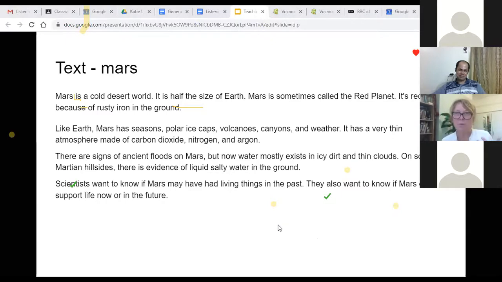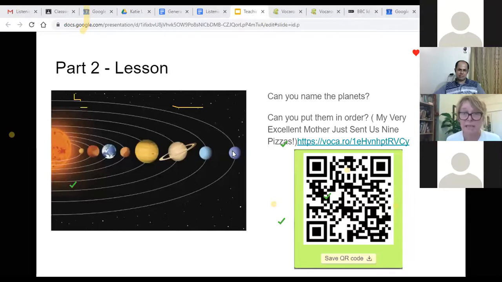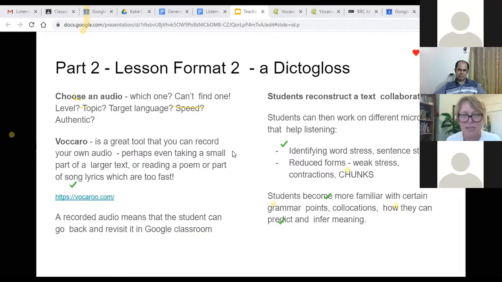Okay, so what other texts do you think you could use? I was going to finish by asking you, what type of audios would you be able to use for a dictogloss? I chose this particular subject of space and planets because I thought it would be engaging for students. What do you think would engage your students? Okay, let's have a little end of chat and go to the chat room at the side and see what topic areas people think would be useful to find a text on.